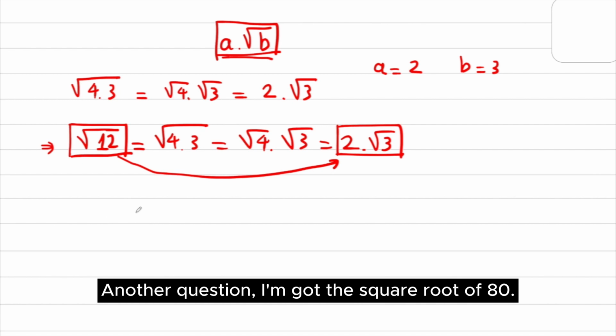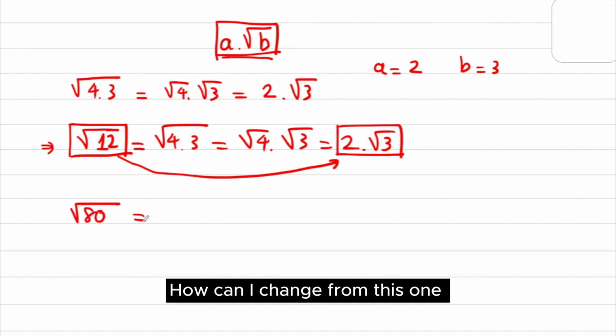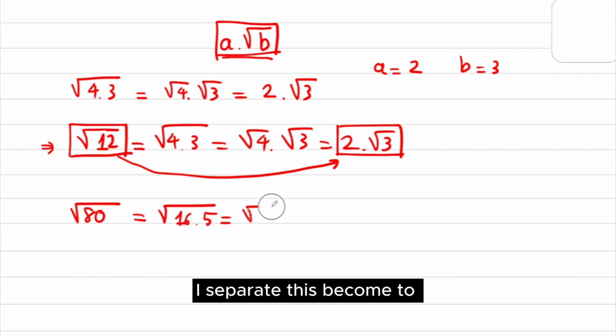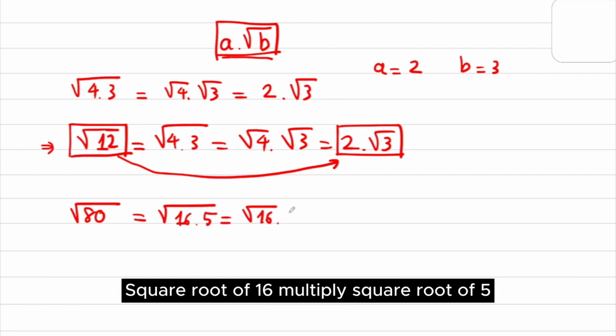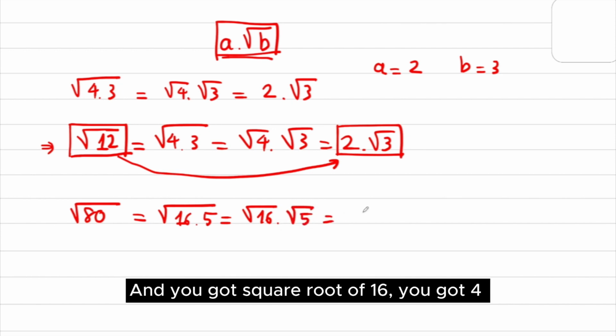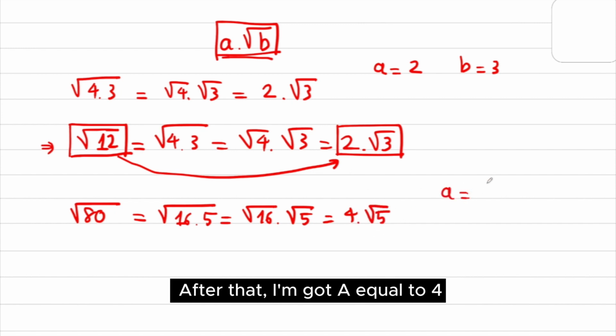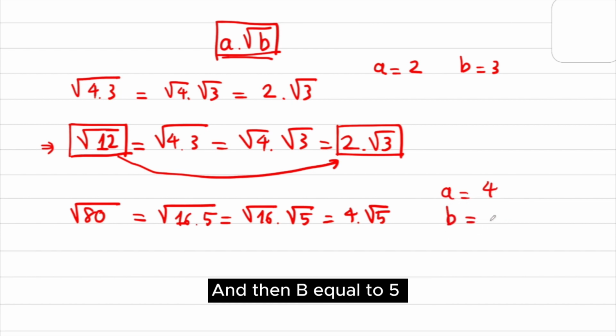Okay, another question. I've got the square root of 80. How can I change this one to a multiply square root b? Okay, I will write 80 equals 16 multiply 5. And for this one, I separate it into square root of 16 multiply square root of 5. And then square root of 16 you got 4, and then you multiply square root of 5. After that, I got a equals 4 and b equals 5 in the a square root b form.